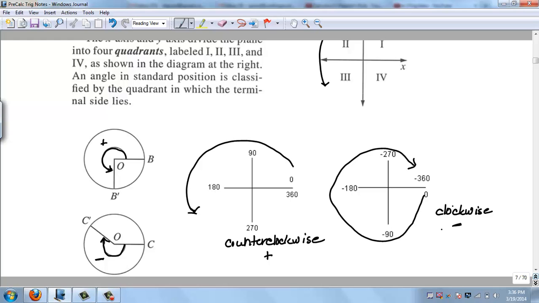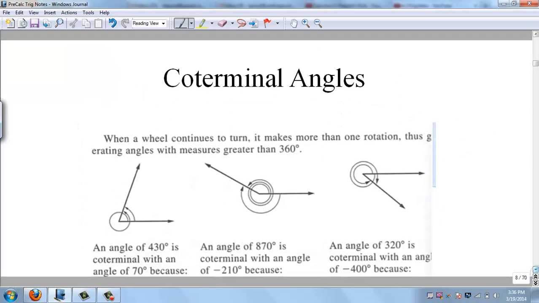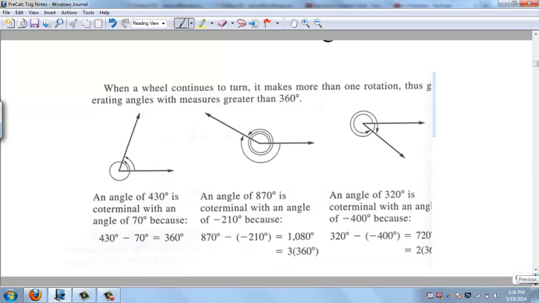All right? Again, for review, coterminal angles, what are they? When a wheel continues a turn, it makes more than one rotation, thus generating angles which measure greater than 360. So you could have an angle that goes from here to here, but I could also start here, go all the way around the circle, and end here. As long as they share the same terminating side, they're called coterminal. This one here, I could go around several times and then go this direction. As long as they share that same side, they're considered coterminal.